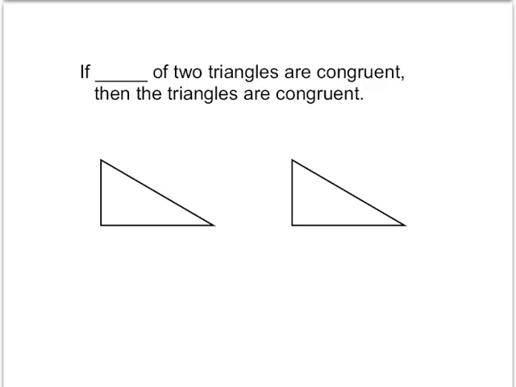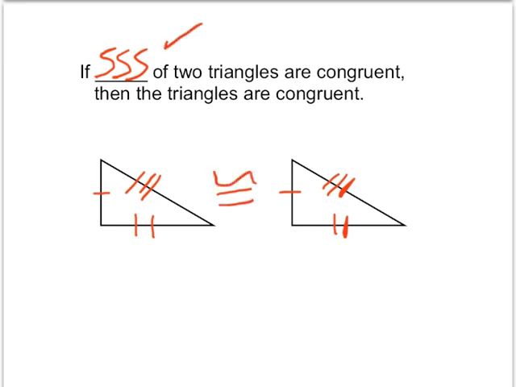One of the theorems that we have to prove that triangles are congruent is called the SSS theorem. And what that means is, if we can prove that these segments are congruent, that these segments are congruent, and that these segments are congruent, if we can prove that those three pairs of segments are congruent, then we can guarantee that those two triangles themselves are congruent. So that's called SSS, or side, side, side.